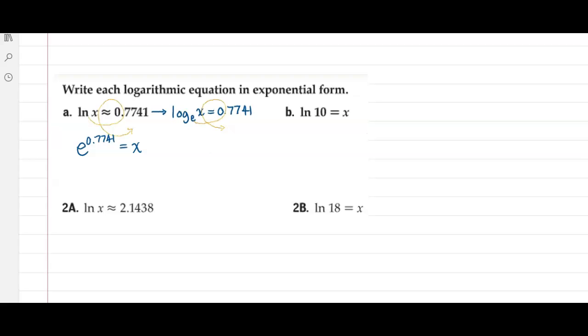One thing I want to point out is that this little squiggly equal sign means approximately. So to be consistent, that implies that some rounding has happened. We should keep it a squiggly equal sign. Let's try this next one. Our base is e to the x equals 10.